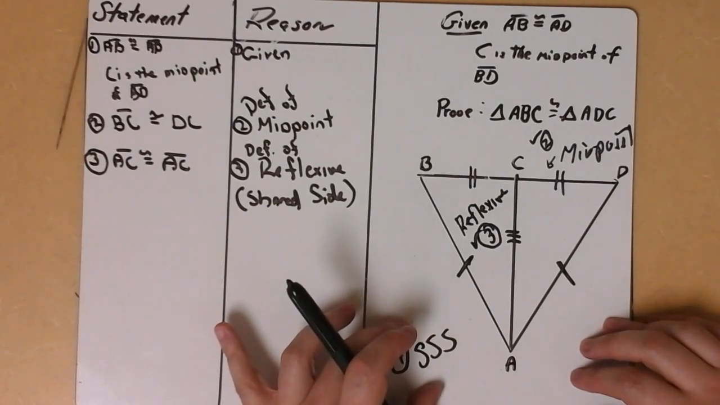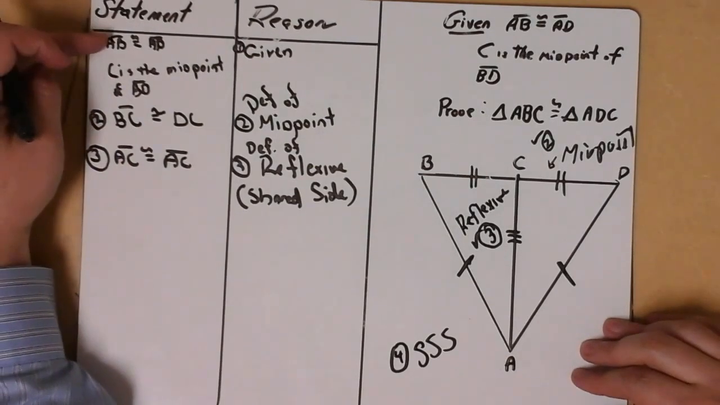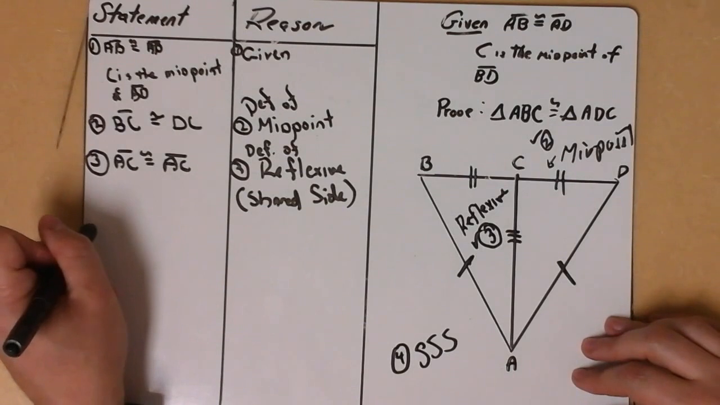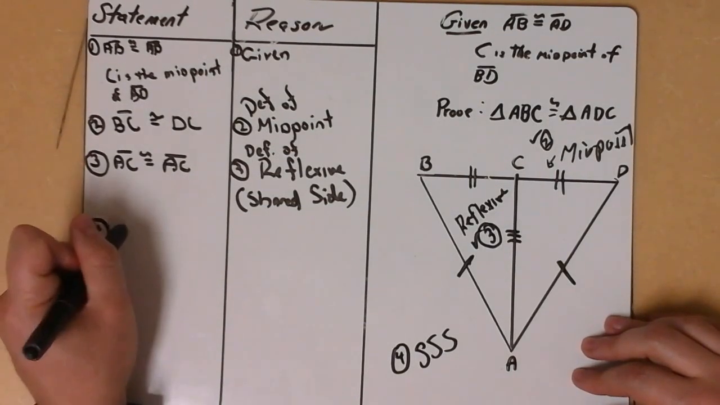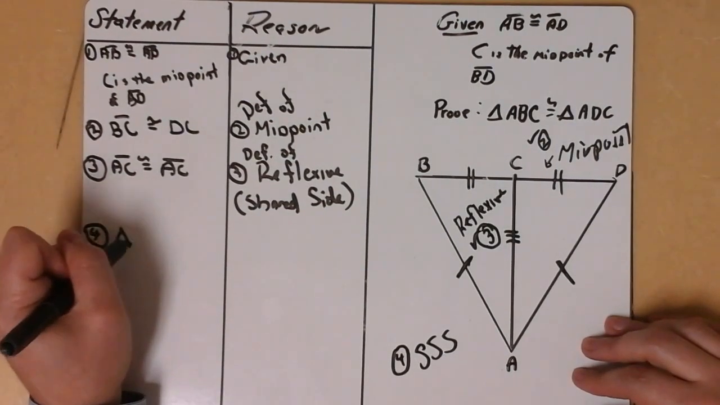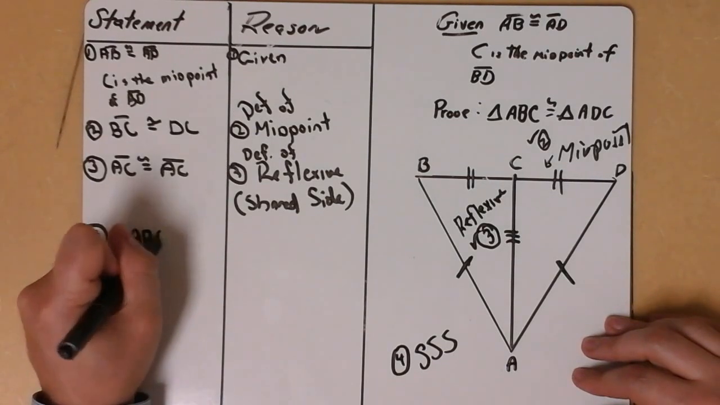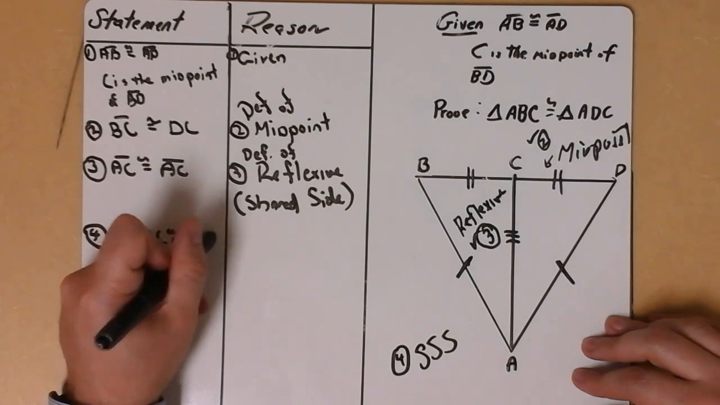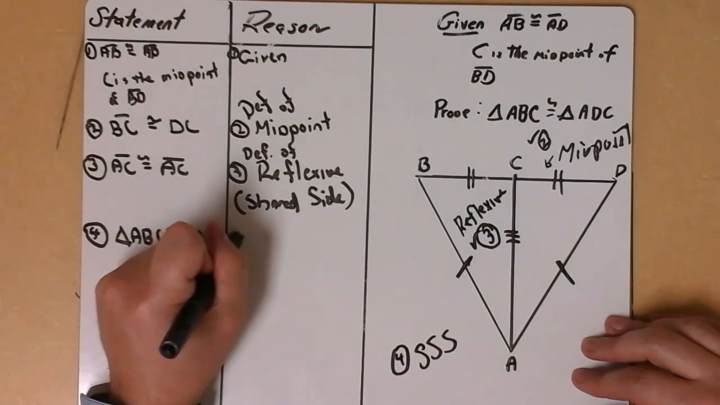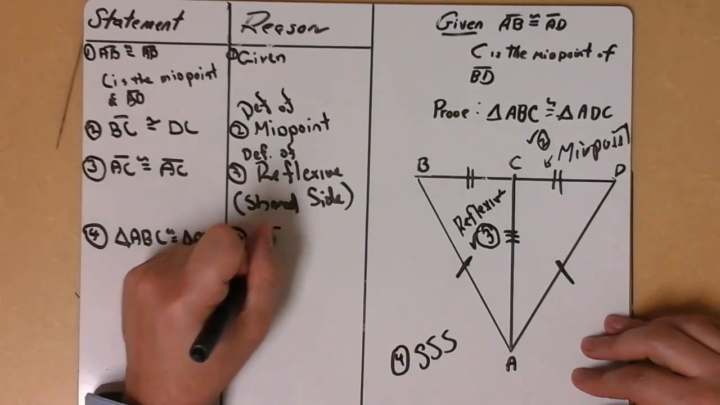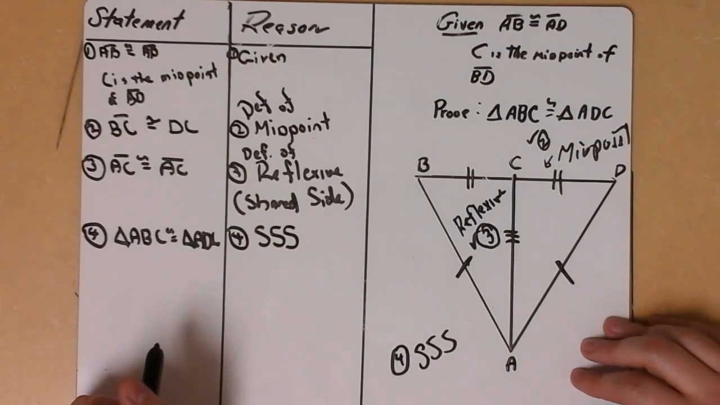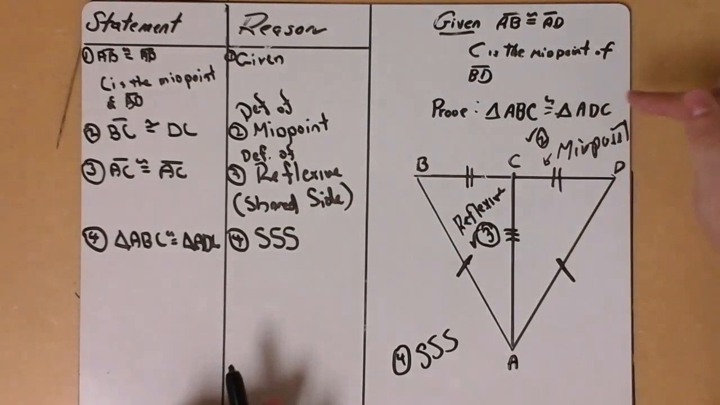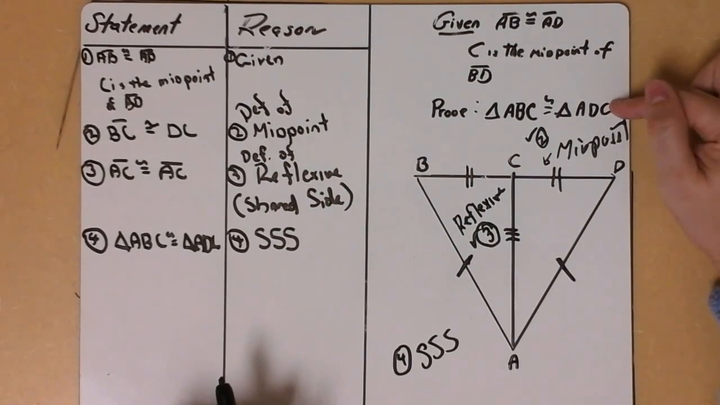Now I could write my statement. Look, I have a side here stated, a side, and a side. So now I can say that triangle ABC is congruent to triangle ADC, and that's because of side, side, side. So now that gives me, I stated all my evidence, and then I proved what I was looking to prove.